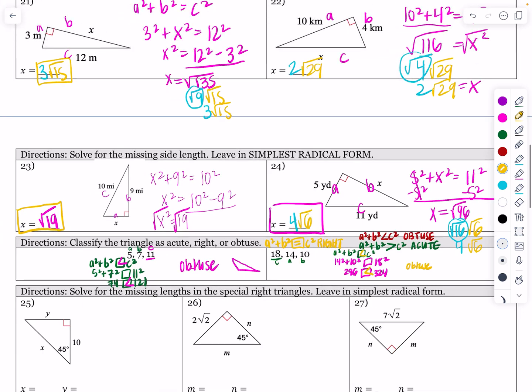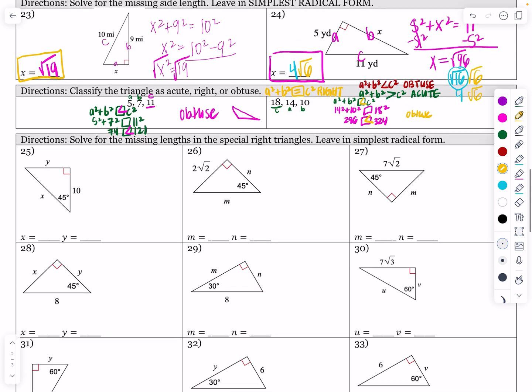Okay. Both of those were obtuse. 5 squared plus 7 squared was less than 121, and 14 squared plus 10 squared was less than 324. And so if it were the other way, it would have been acute, and then if it was equal, of course, it would be a right triangle.